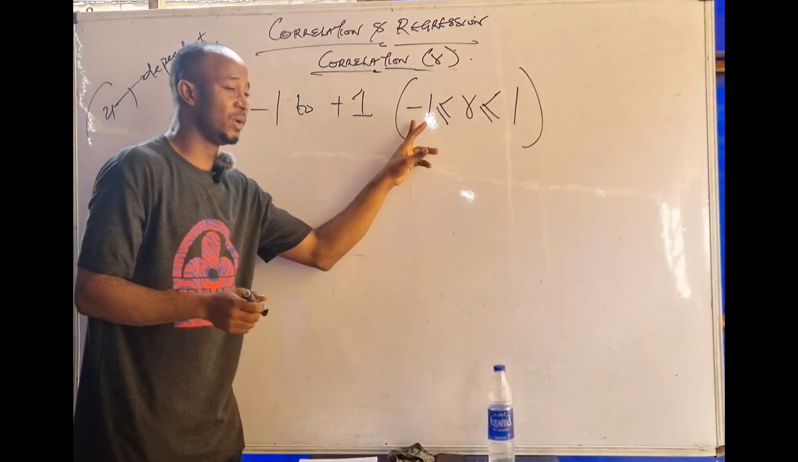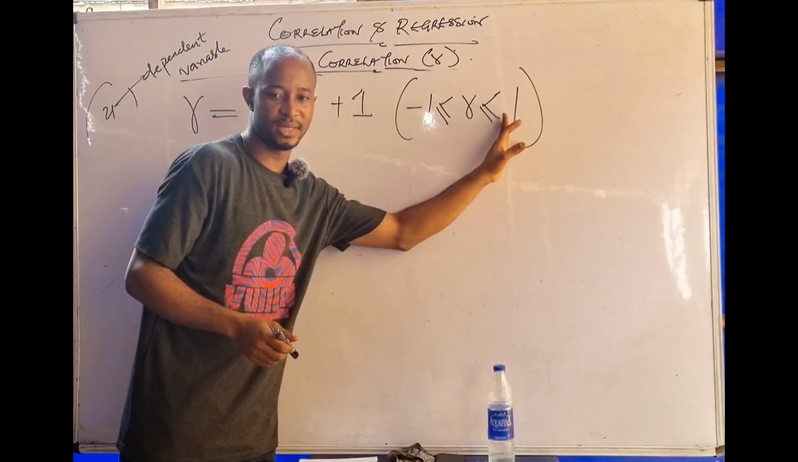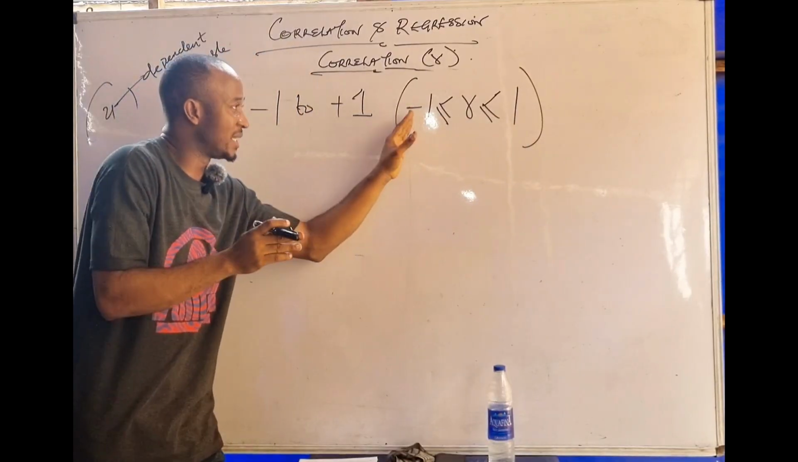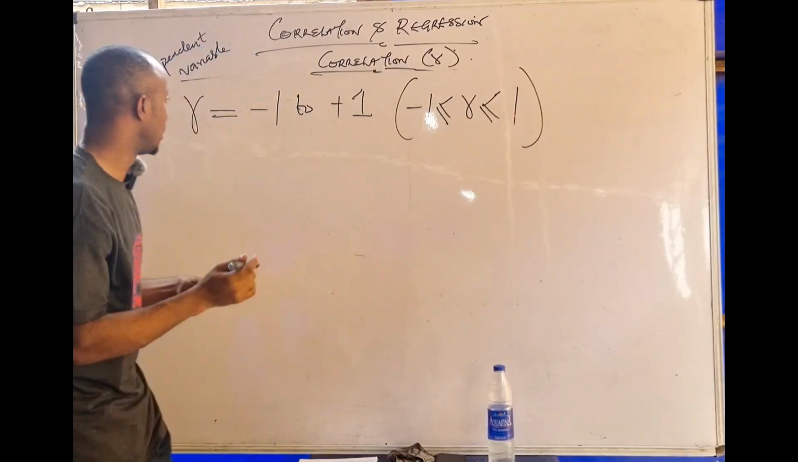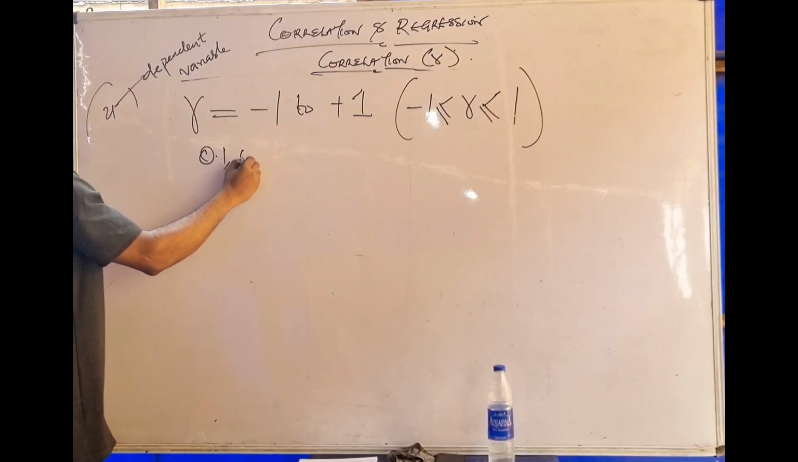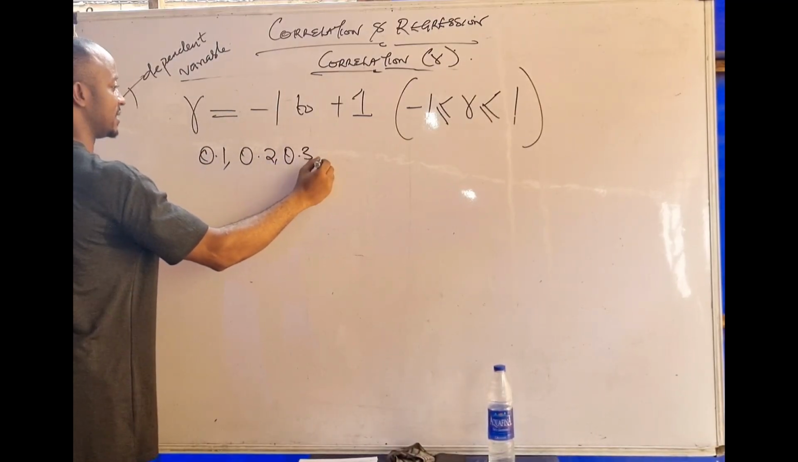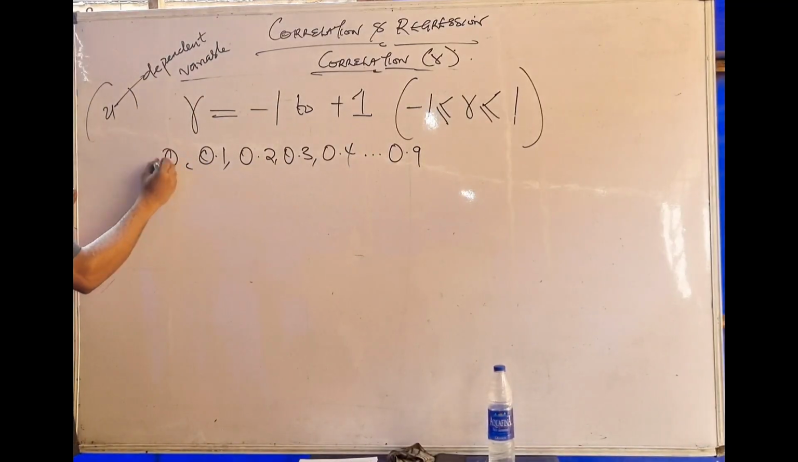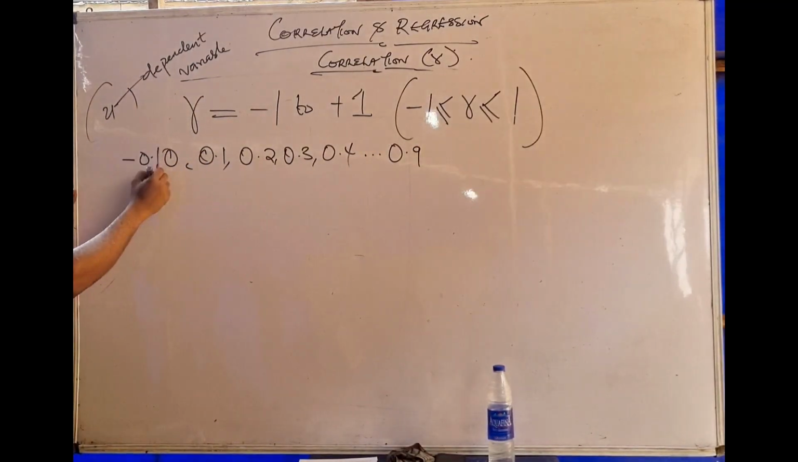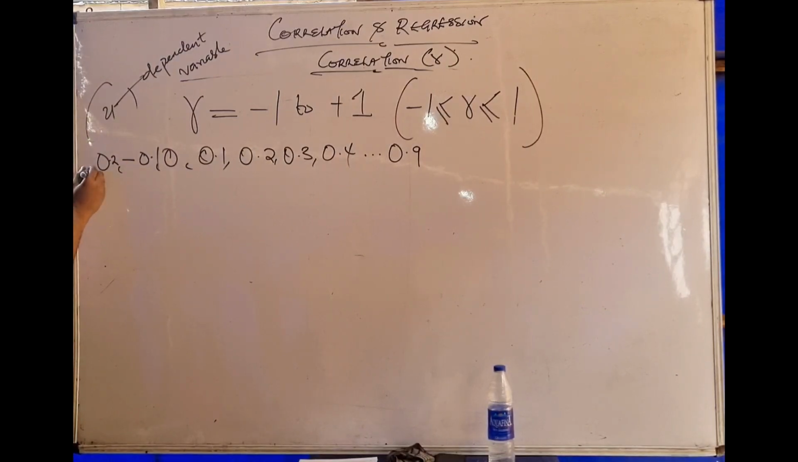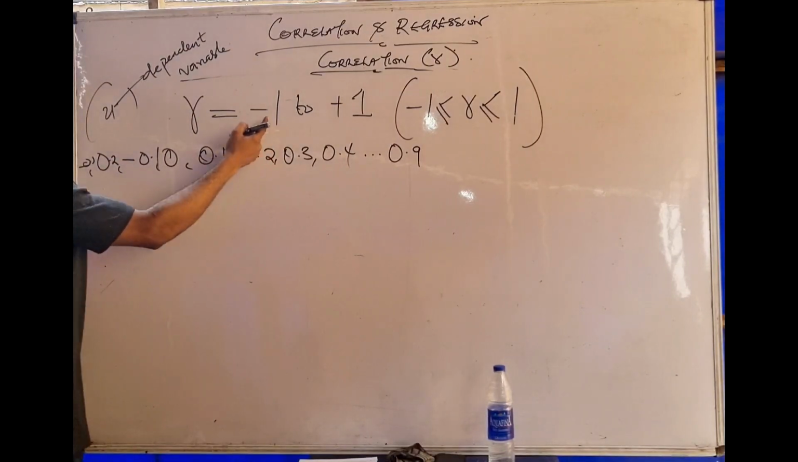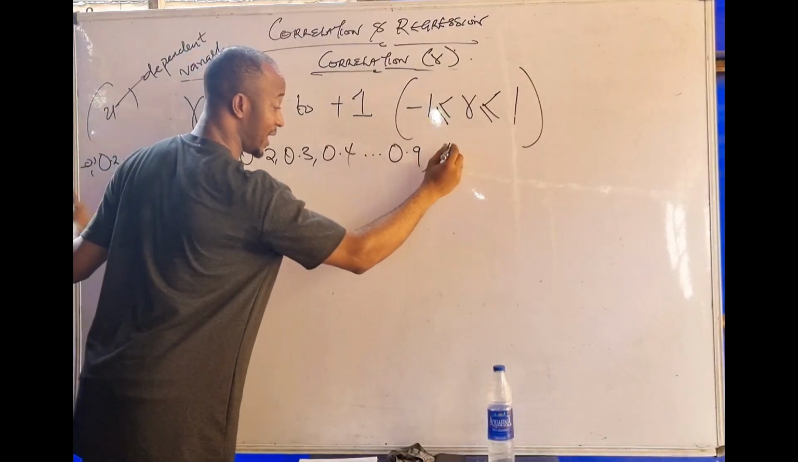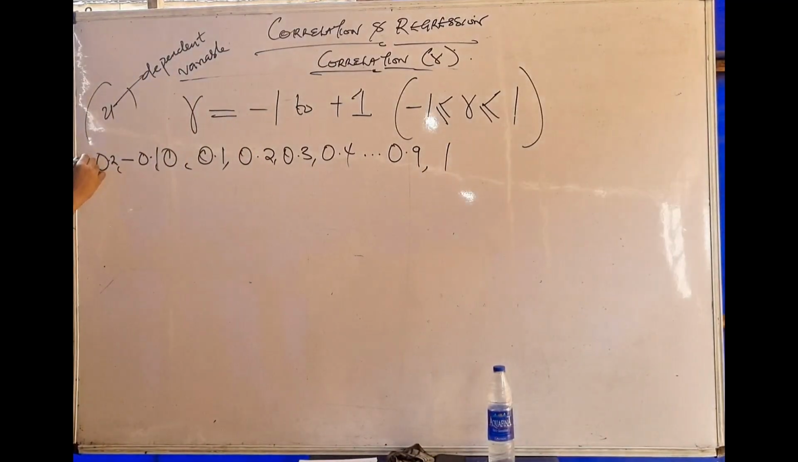Because -1 is included, right? Also 1 is included. The numbers between -1 and 1 are also included. Like 0, 0.1, 0.2, 0.3, 0.4, okay, 0.9. I can also have 0 here. I can have -0.1, -0.2, -0.3, down to -1. This one is going towards 1, and this one is ending towards -1. Do you get the concept here? So correlation value ranges from -1 to +1.